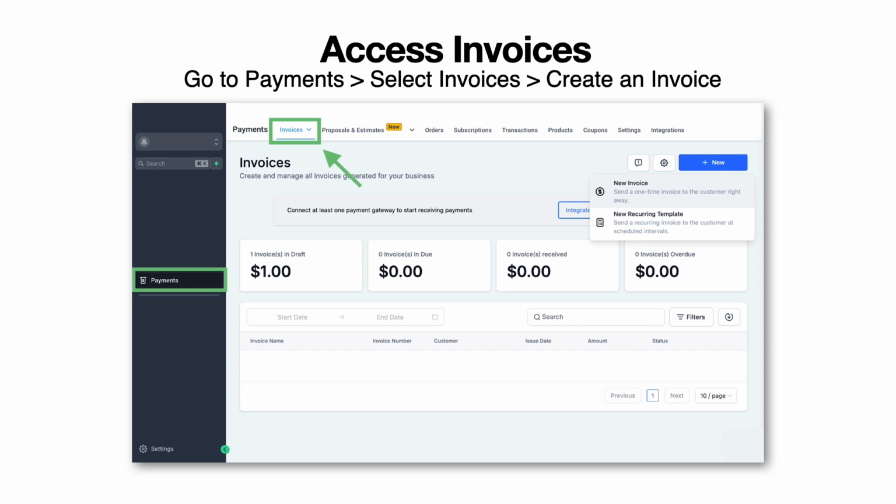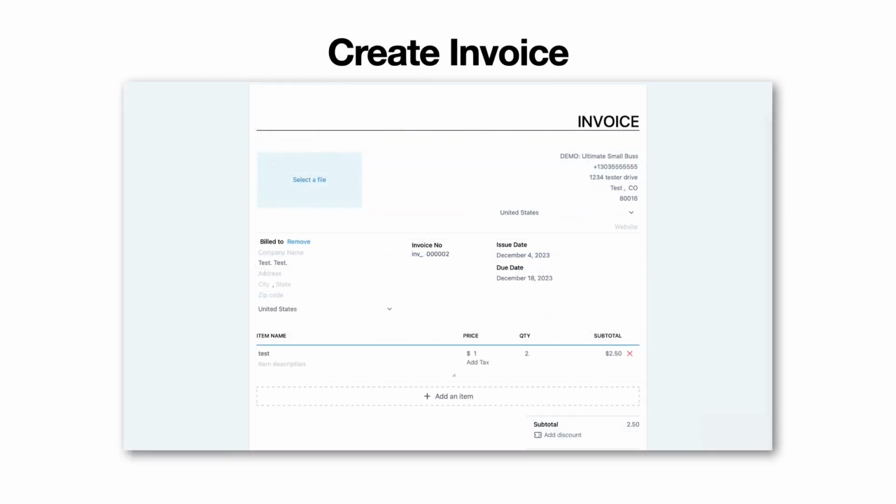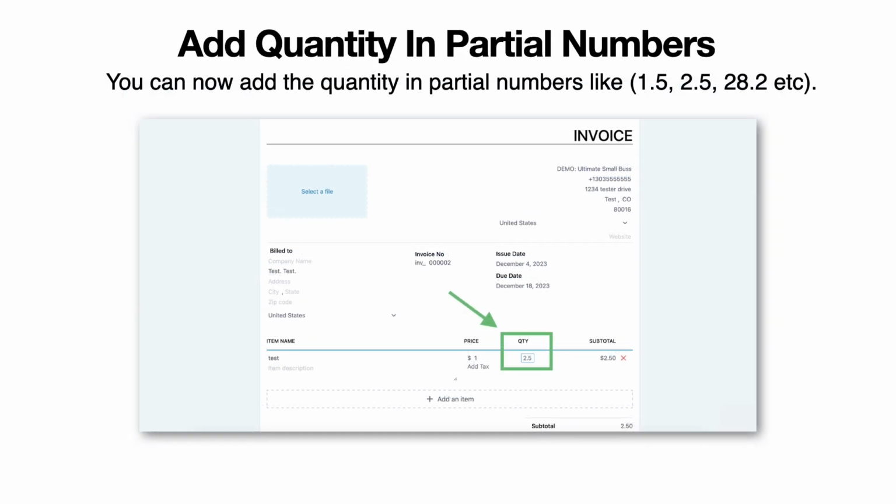When that upper navigation opens up, I'd like you to select Invoices, and then from there, go ahead and click on the Plus New Invoice. And from there, you're going to go ahead and create an invoice just like you have in the past. The big difference now is that you can add those quantities within partial numbers.